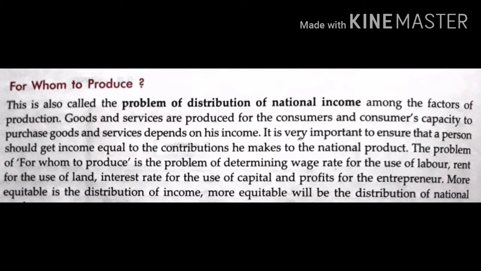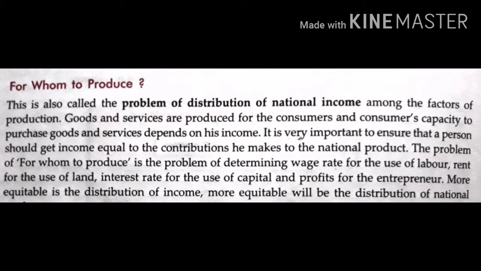As I told you before, if we remove any one of these factors of production, then production will not take place. And this money value of all the goods and services is distributed among these four factors only, in the form of rent for land, wages or salaries for labor, interest for capital, and profit for the entrepreneur. In this manner, the distribution of national income is done.